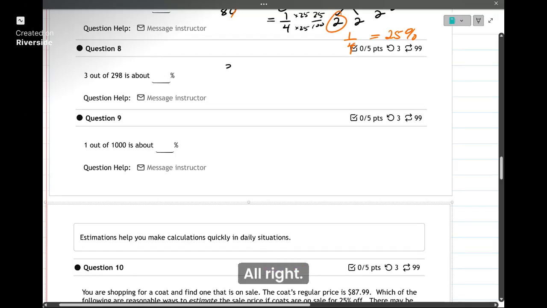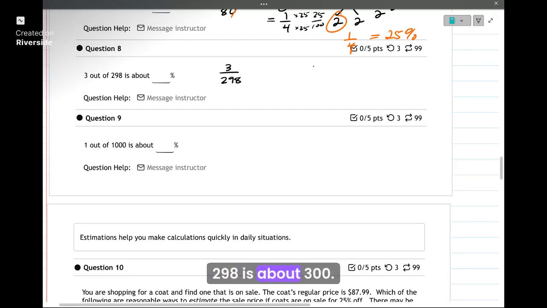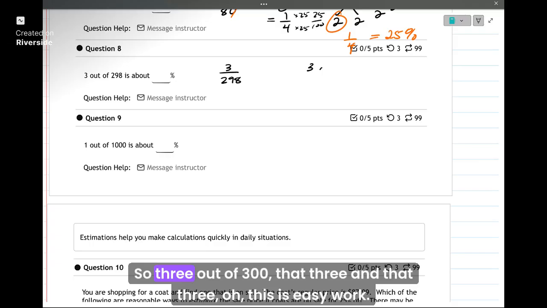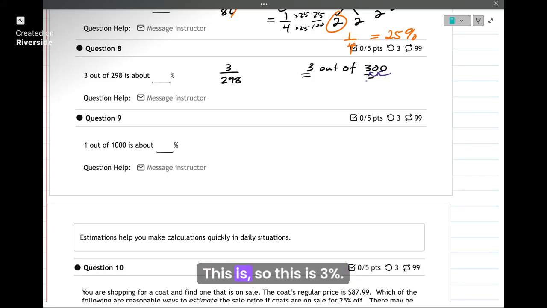For this one, 3 out of 298. All right. Now, this is how I'm thinking of this one. 298 is about 300. So 3 out of 300, that 3 and that 3, oh, this is easy work. I move the decimal over once, that's 10%. I move the decimal over twice, that's 100%. So this is about 3%.